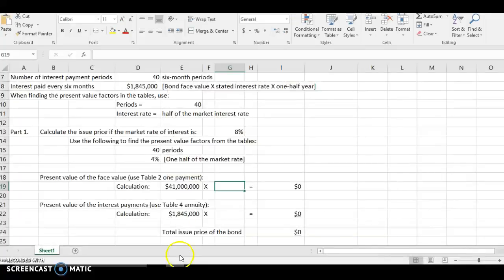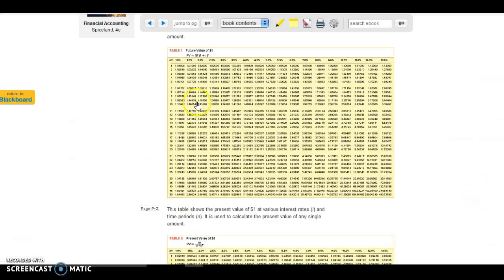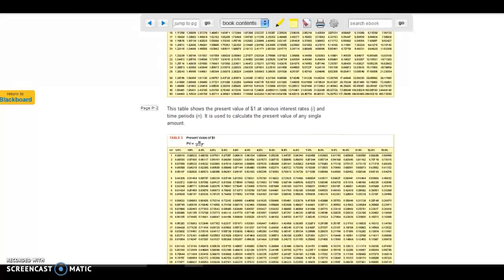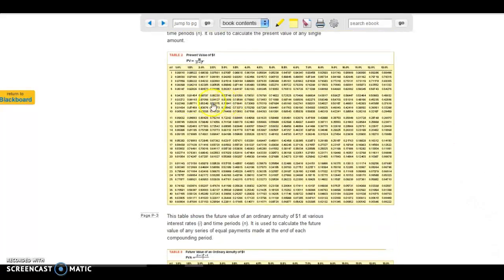Going back to the spreadsheet, we need to find the present value of the face value, which is one payment out in the future. So 20 years or 40 interest payment periods later, then $41 million will be paid back to the bond buyer, back to the investor. We need table 2 for this. So pick up table 2, and here's table 2. It's the present value of a dollar table.